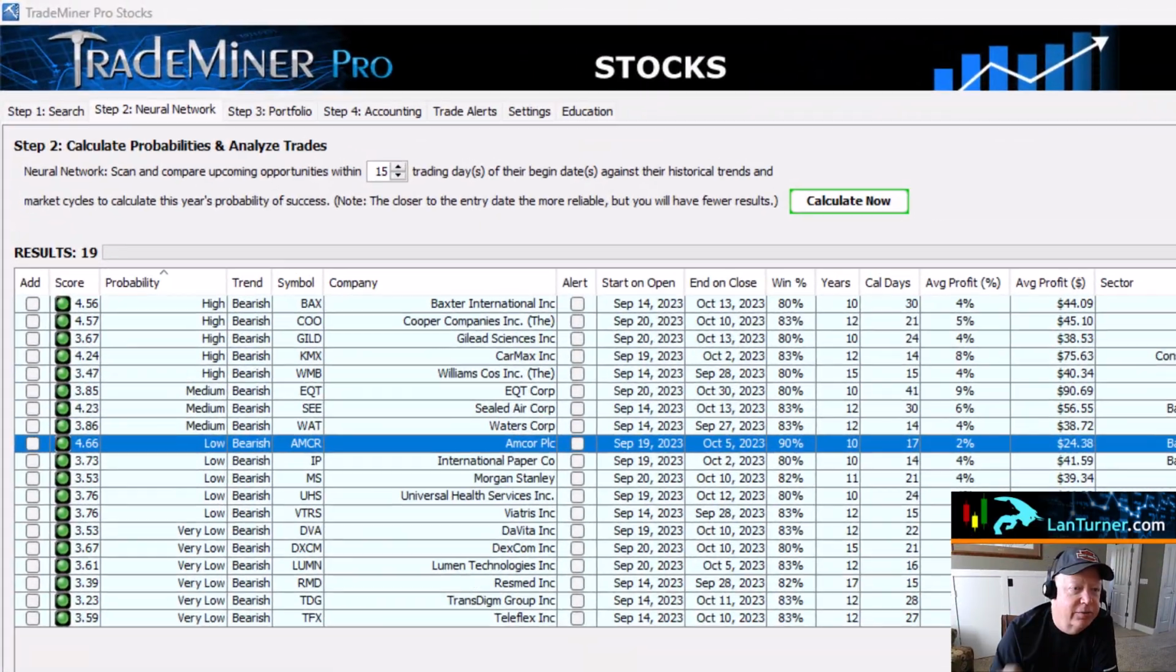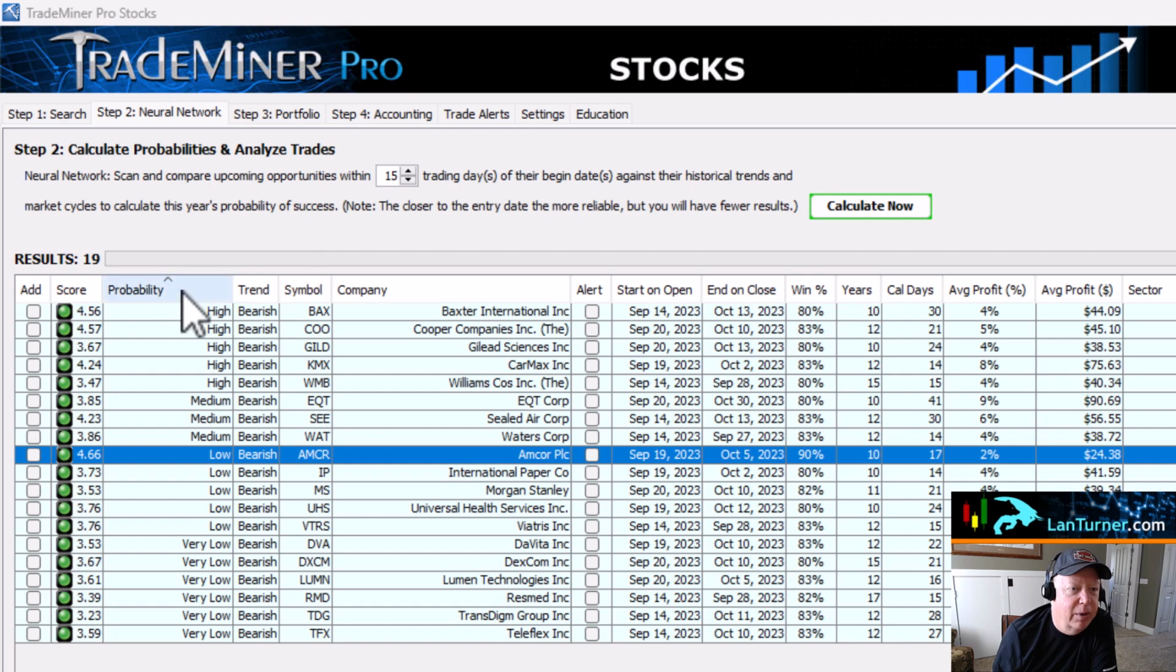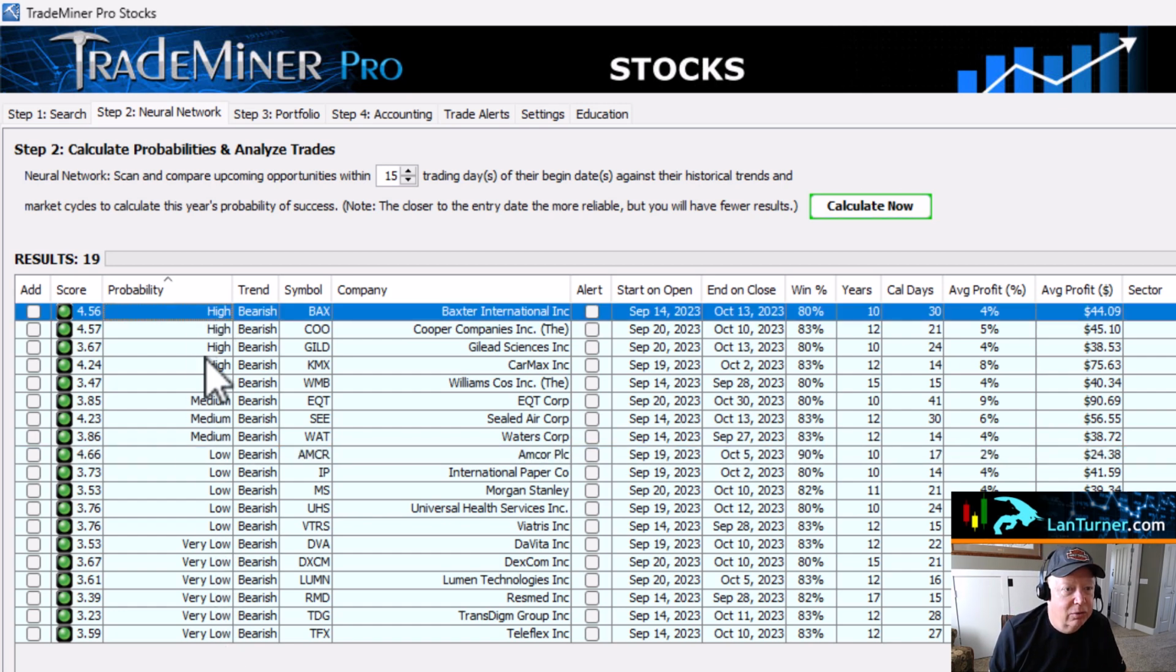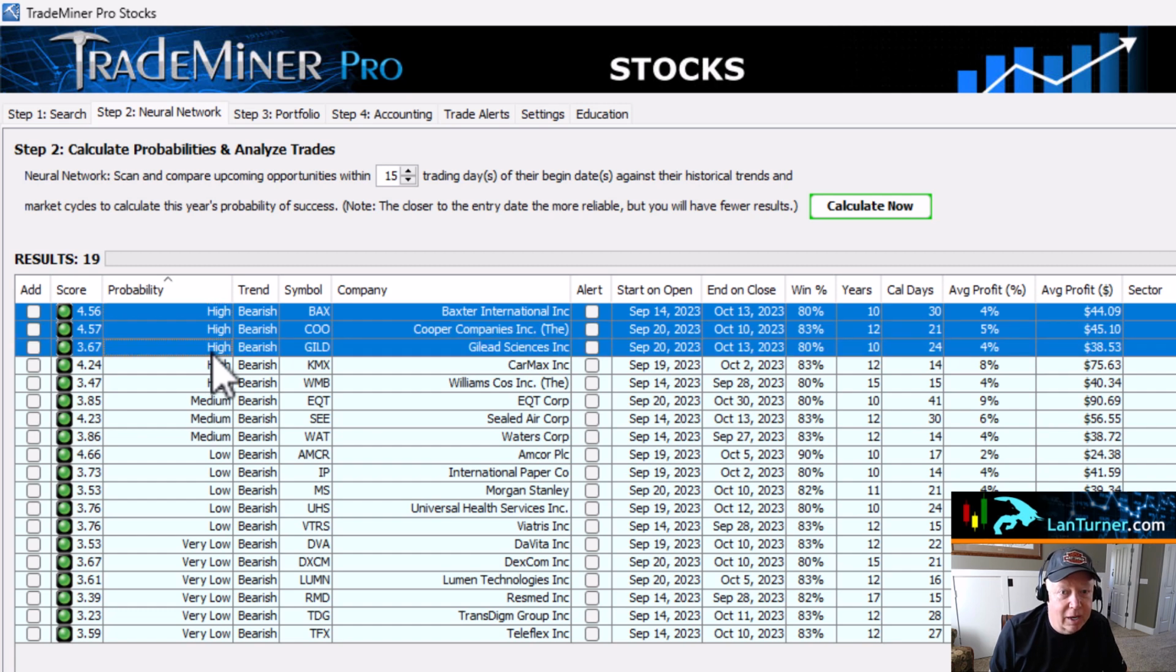Okay, it's done. It just finished. And as you can see, it comes in here with our probabilities. We're sorted by probability, so we have highs, mediums, lows, and very lows. What we're going to do is take the top three out of this list, the top three highs. They are September 14th.